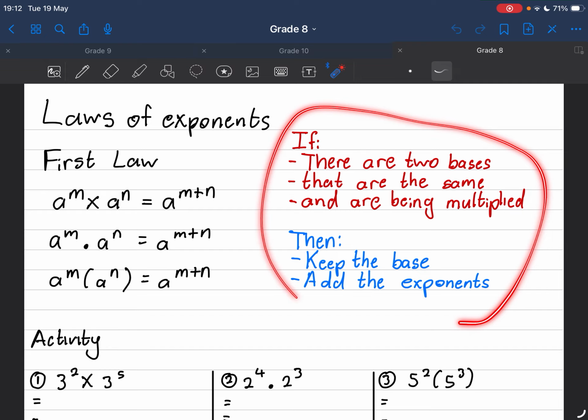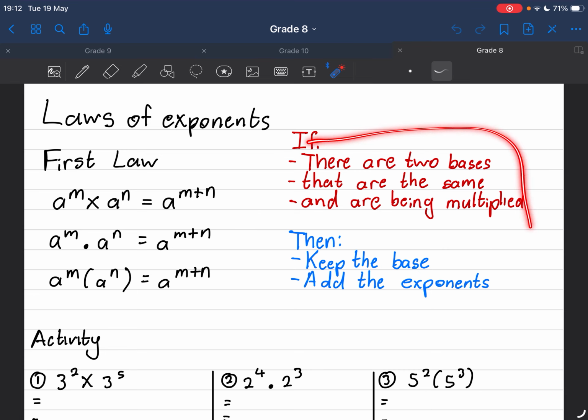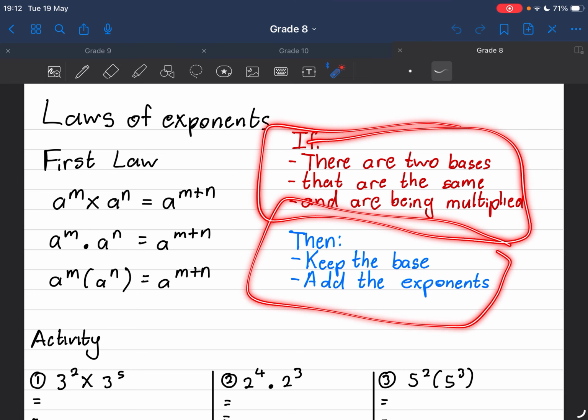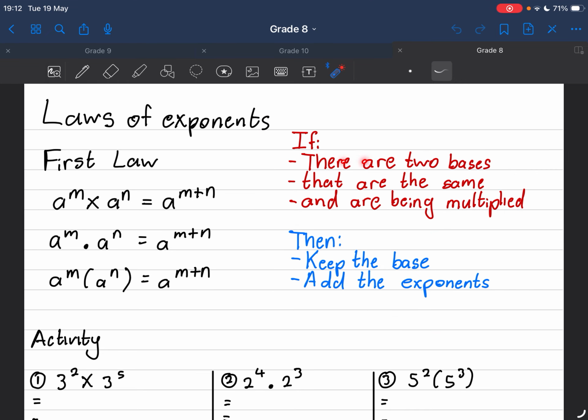This writing on the side in red and blue is an easy way to remember your conditions and your result. If there are two bases, here's a base and a base that are the same, and they're being multiplied, so there's a times between them, then keep the base and add the exponents. So this exponent plus that exponent, m plus n.